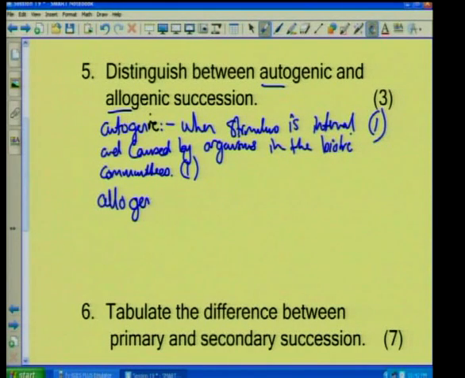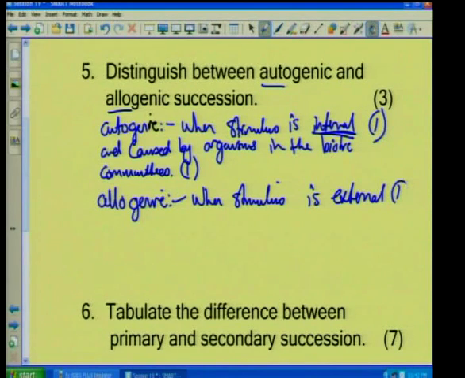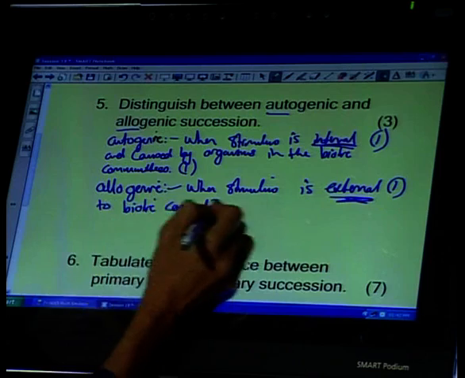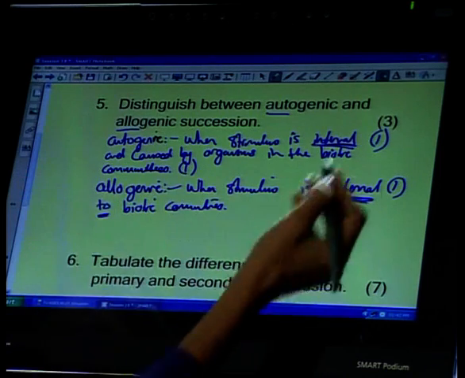Allogenic. Okay, so remember autogenic is internal. Allogenic is going to be when the stimulus is external. So there's your mark there. And that's where you get your 3 marks. So autogenic is internal and it's caused by organisms in the biotic community. Allogenic is when the stimulus is external to the biotic community. So it's not caused by them, it is external to them. Okay?